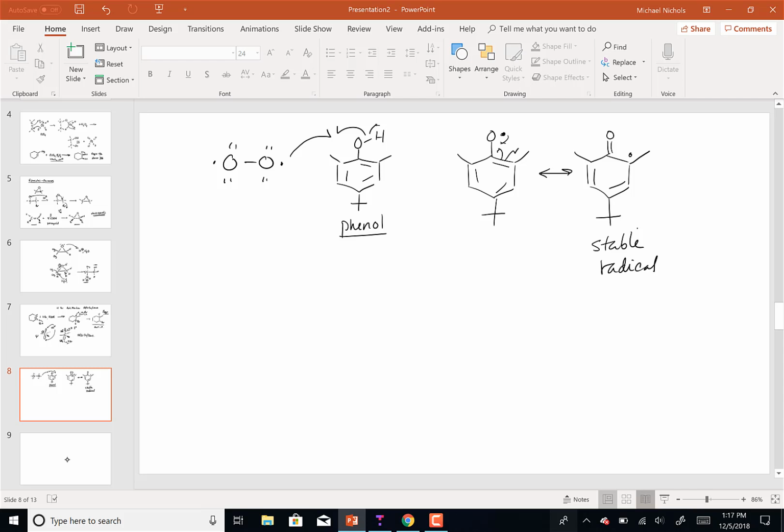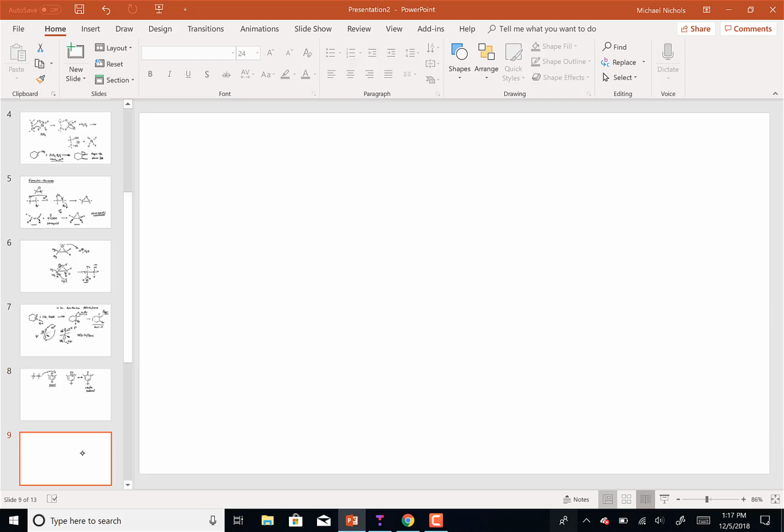So let's do the final reaction that will go on the chart of adding things to double bonds. And that is what's called cis hydroxylation.